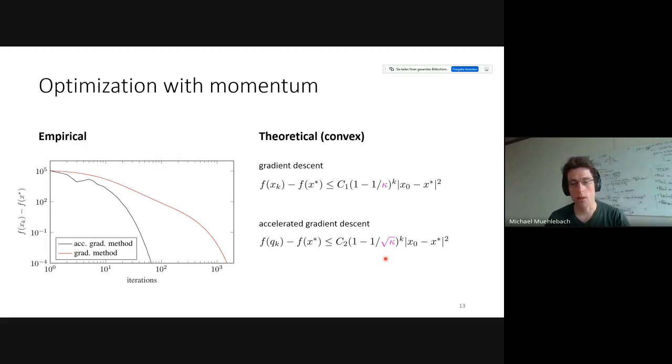And so the question I would like to answer in the following is, can we find conditions that ensure that an algorithm converges linearly with such a rate, so where the rate scales with the square root of kappa as opposed to 1 over kappa? And this is what's called acceleration. So the scaling of the convergence rate with the square root of kappa.